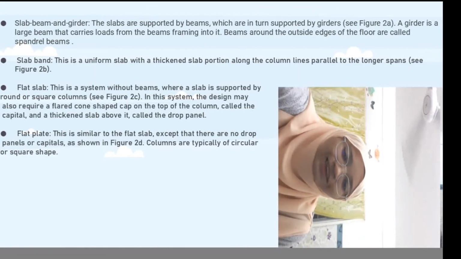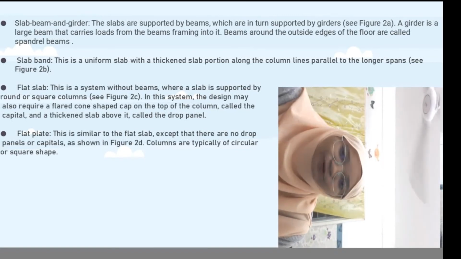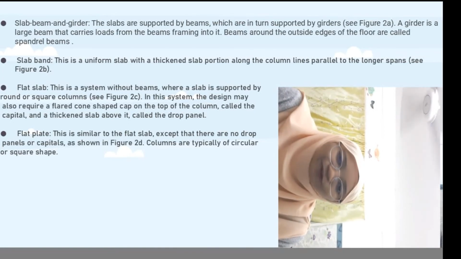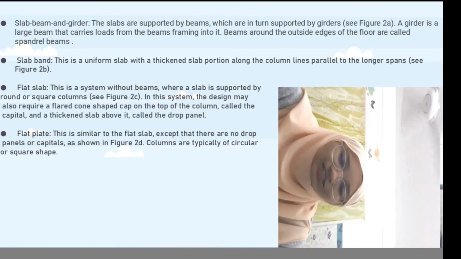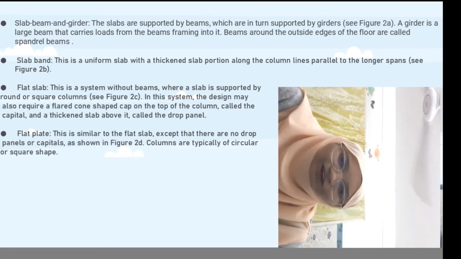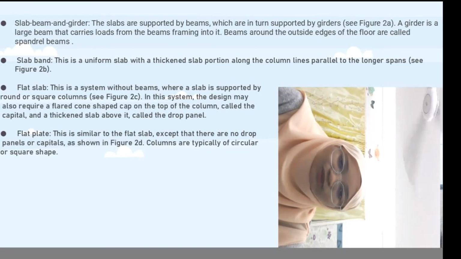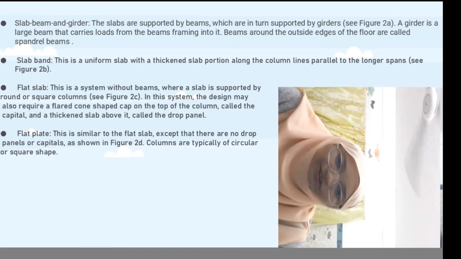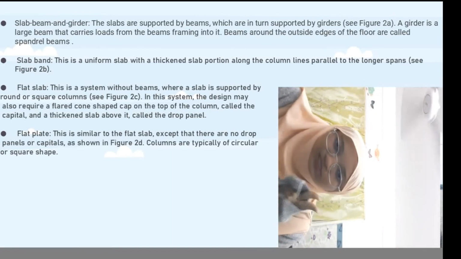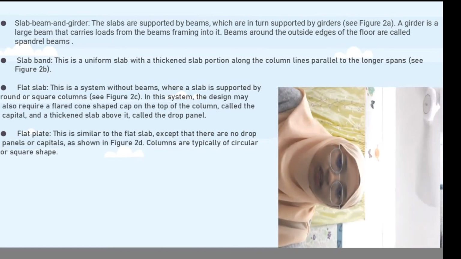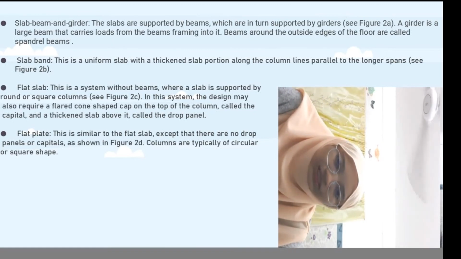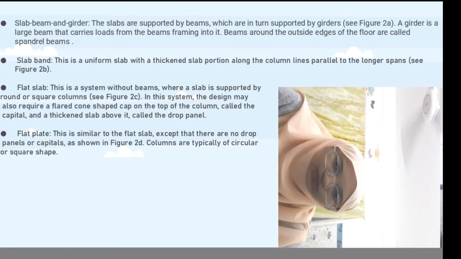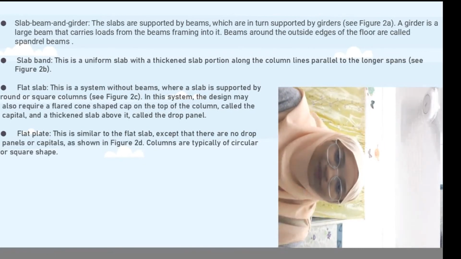Number 1. Slab, beam and girder. The slabs are supported by beams which are in turn supported by girders. See figure 2a. A girder is a large beam that carries loads from the beams framing into it. Beams around the outside edges of the floor are called spandrel beams. Number 2. Slab band. This is a uniform slab with a thickened slab portion along the column lines parallel to the longer spans. See figure 2b.